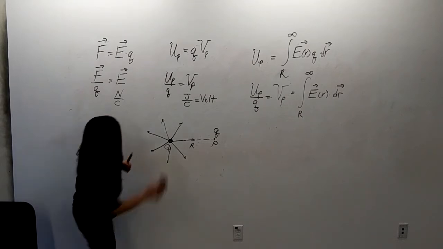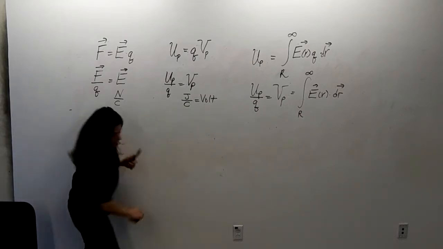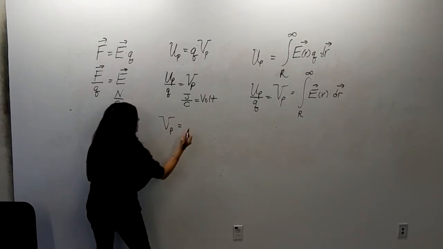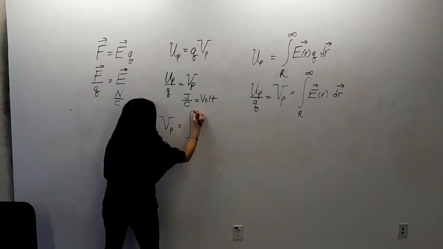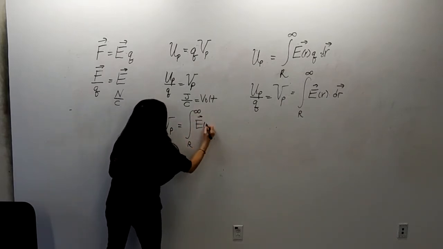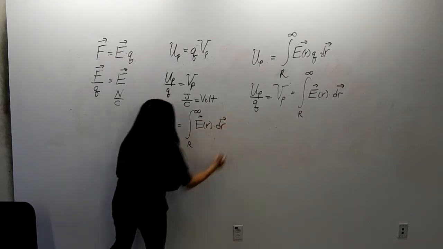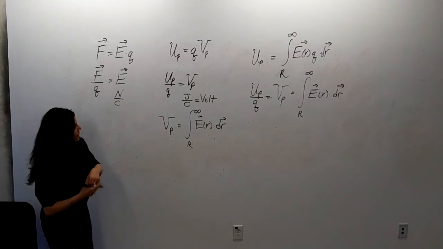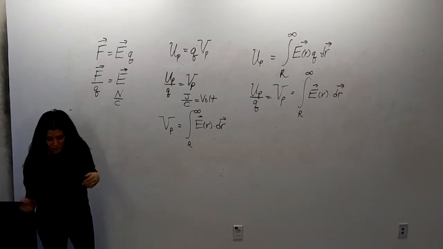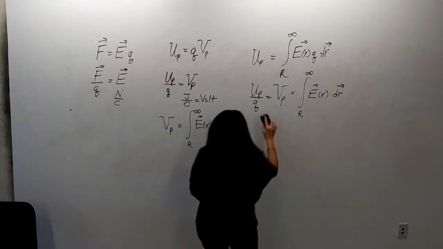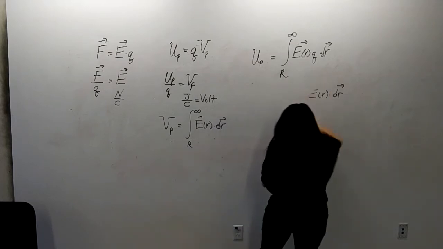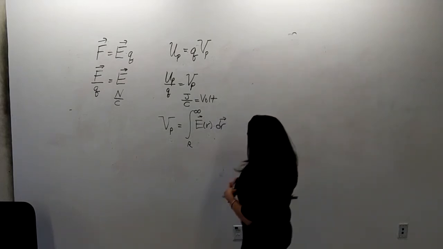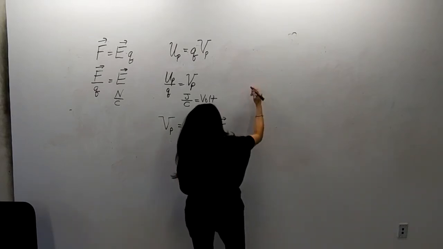I'm going to erase this. The potential at a point P is equal to the integral from R to infinity of E of R dr. Okay, now remember that's relative to infinity. So you're going to see why I like this in a minute. Let's take a look. Let's do a quick example and get the potential near a point charge. That's a cute little example that we can do.